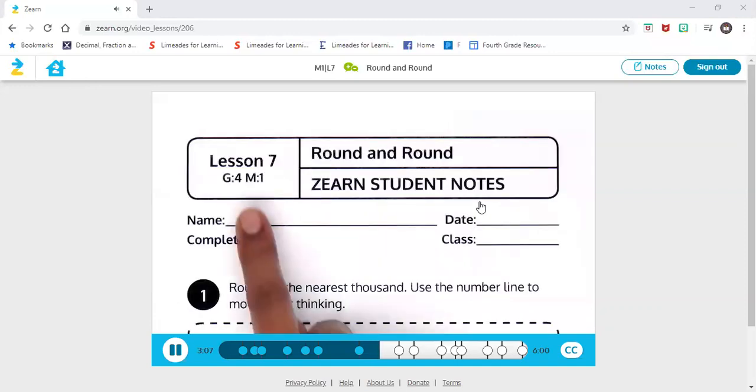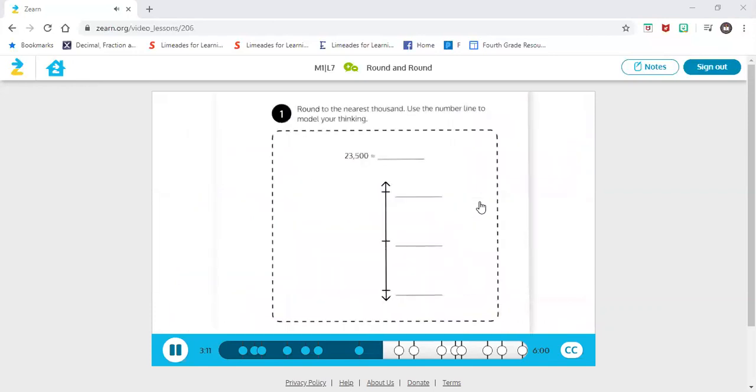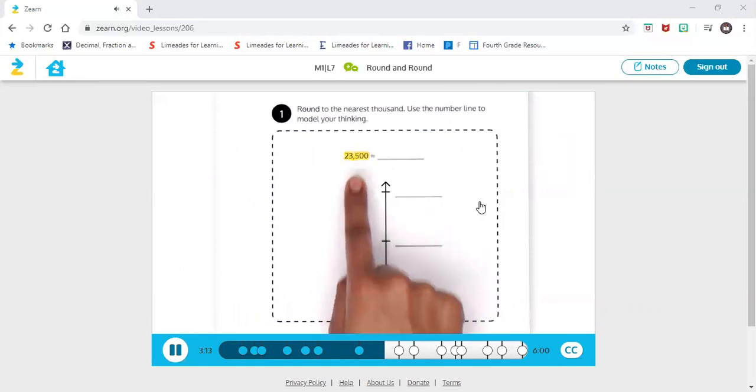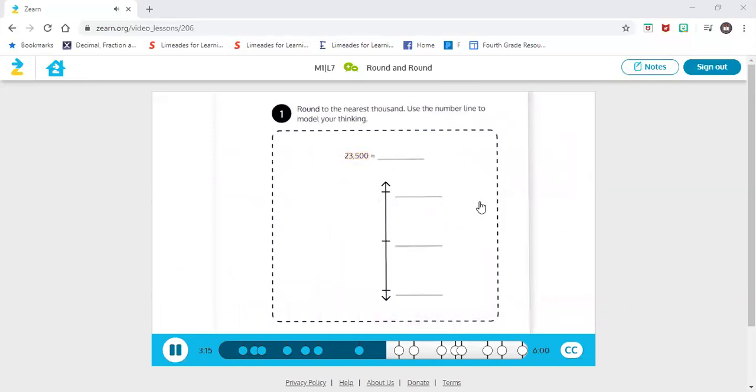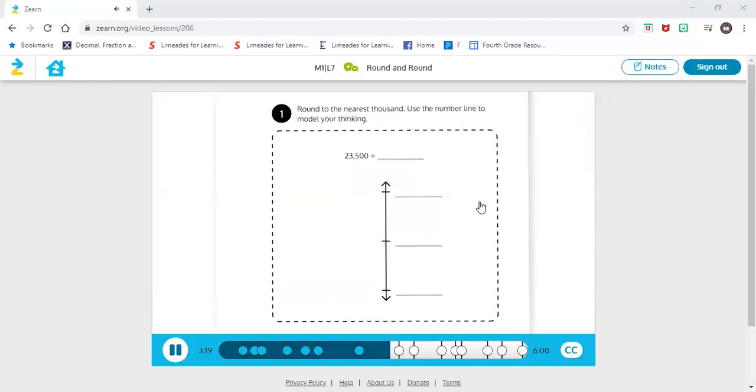We're working on Mission 1, Lesson 7. We're rounding the number 23,500 to the nearest thousand. Between what two thousands is 23,500? Let's start with the lower endpoint. How many thousands are in 23,500? Write that here on the number line in standard form.